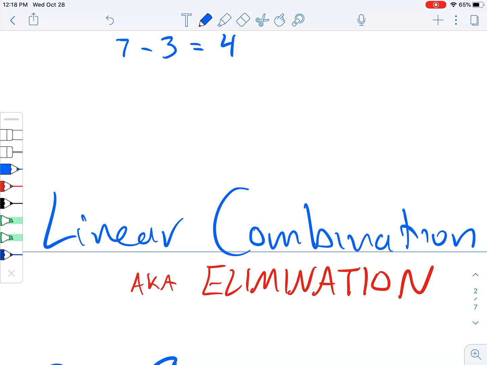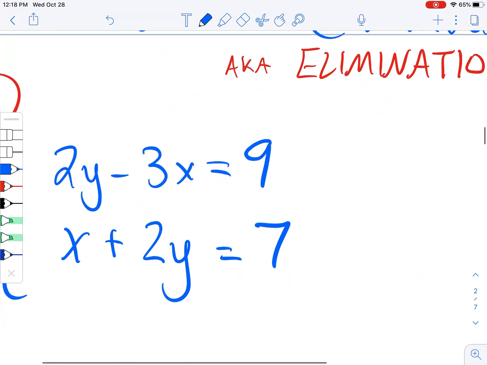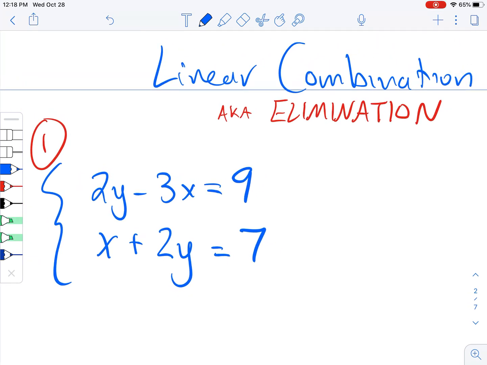Let's talk about linear combination, which is another algebraic technique to solve systems of equations. Another term for it is elimination, and those terms will be used interchangeably. They both mean the same method. What we're going to do is take this system of equations and try to eliminate one of the variables.